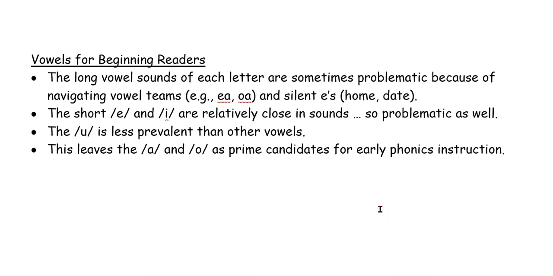Let's take a quick look at which vowel sounds might be most beneficial in an early phonics instruction program. The long vowel sounds of each letter are sometimes problematic because of navigating vowel teams, the EAs, the OAs, etc., as well as the silent E's, home, date. The short E and I are relatively close in sounds, so problematic as well. The U is less prevalent than other vowels, so the frequency is going to be less. This leaves the A and O as prime candidates for early phonics instruction.